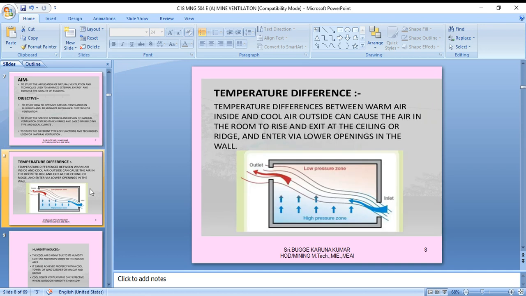Now this is the actual thermal temperature difference. The temperature difference between the warm air inside and the cool air outside can cause the air in the room to rise and exit at the ceiling, while cool air enters via lower openings in the wall. Since this happens naturally, we put ventilators in such a way that warm air flows from low level to high level. These are the fundamental things you have to understand about the cooling effect in a particular location.